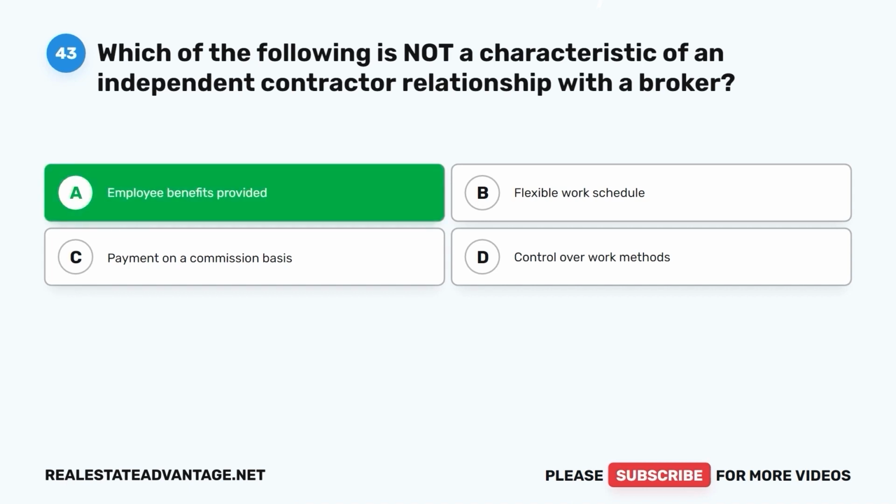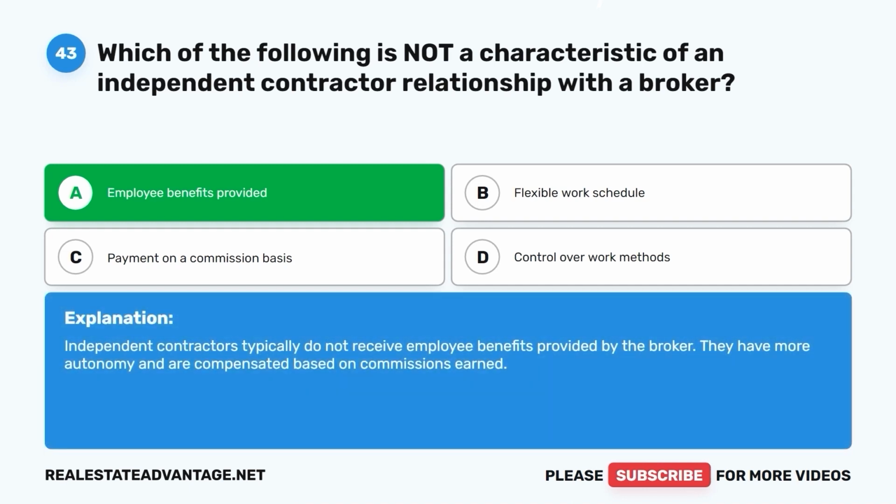Employee benefits provided. Independent contractors typically do not receive employee benefits provided by the broker. They have more autonomy and are compensated based on commissions earned.